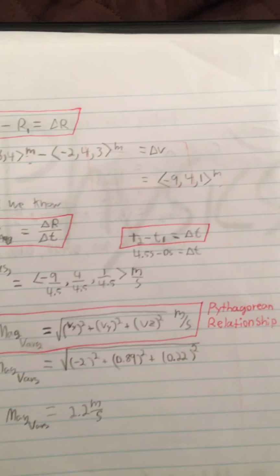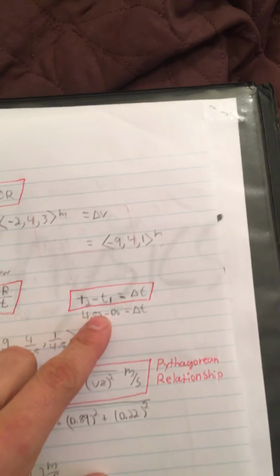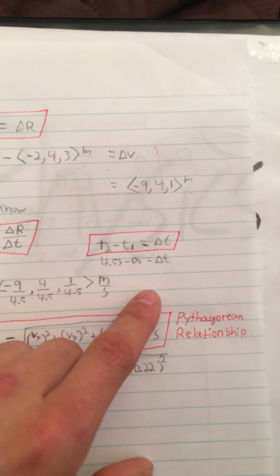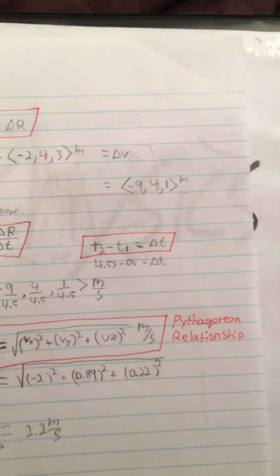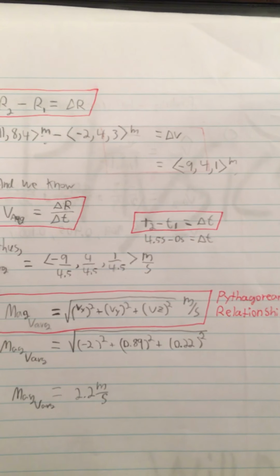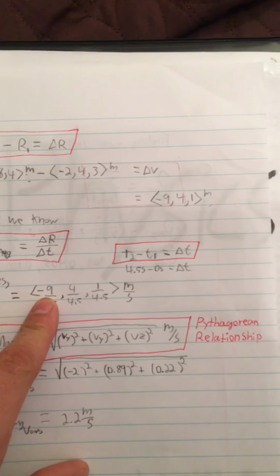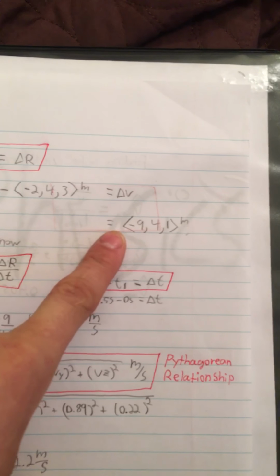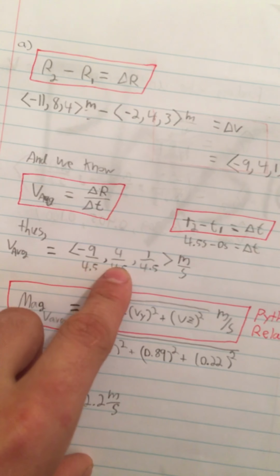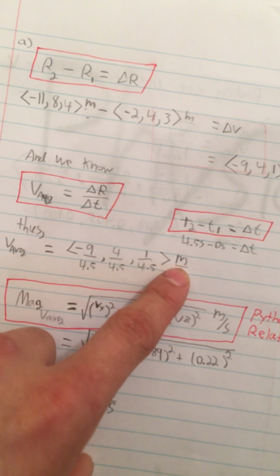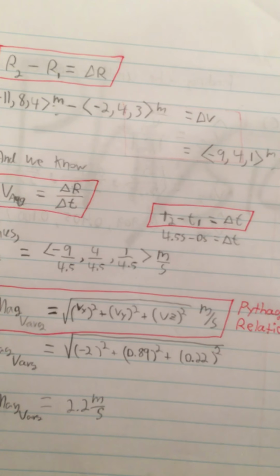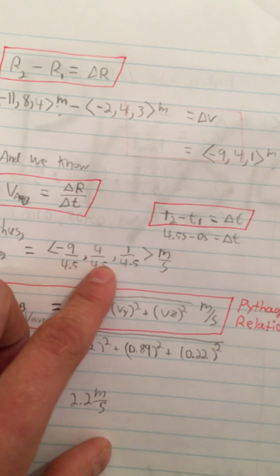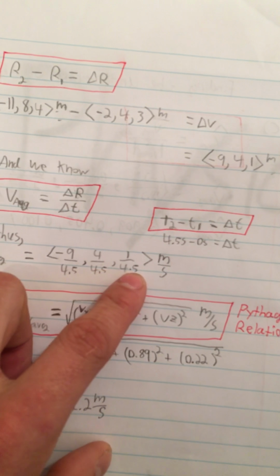In our time interval, we know that his initial position vector is seen at time interval 0, and we know that at the second position vector, the time interval has been 4.5 seconds. So we're going to subtract 0 seconds from 4.5 seconds to give us a time interval change of 4.5 seconds. So here we have our change in position shown above, and we're going to divide each change in position by our time to give us meters per second. So we come out with something around -2, and then positive 0.89, and then positive 0.22.